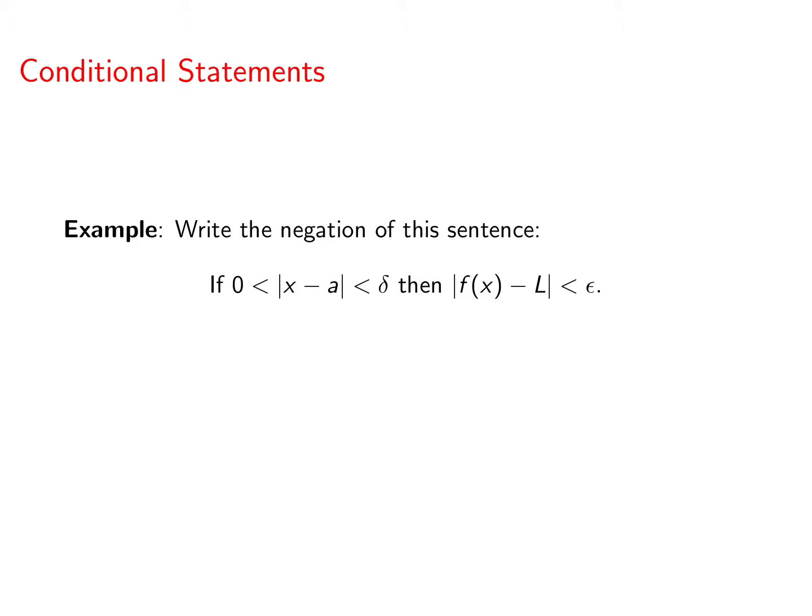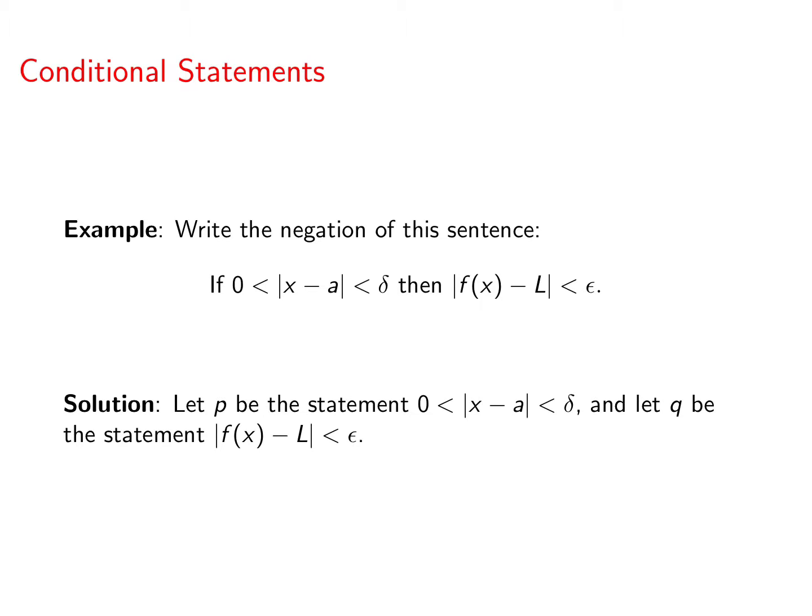Okay, let's try a more complicated example by writing the negation of this sentence. If 0 is less than the absolute value of x minus a is less than delta, then the absolute value of f of x minus L is less than epsilon. This sentence is used in advanced calculus and real analysis to express the precise definition of a limit.